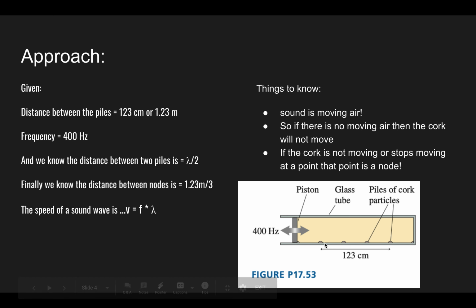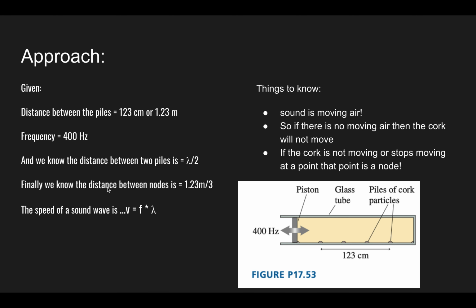So let's start off with some given things. We know that the distance between these four piles is 123 centimeters. We're going to convert that to meters right off the bat, because why not? And then we know that the frequency is 400 hertz. That's given to us in the question. From the book, we know that the distance between two piles, or two nodes, is lambda over 2. So the distance between this node and this node would be lambda over 2.